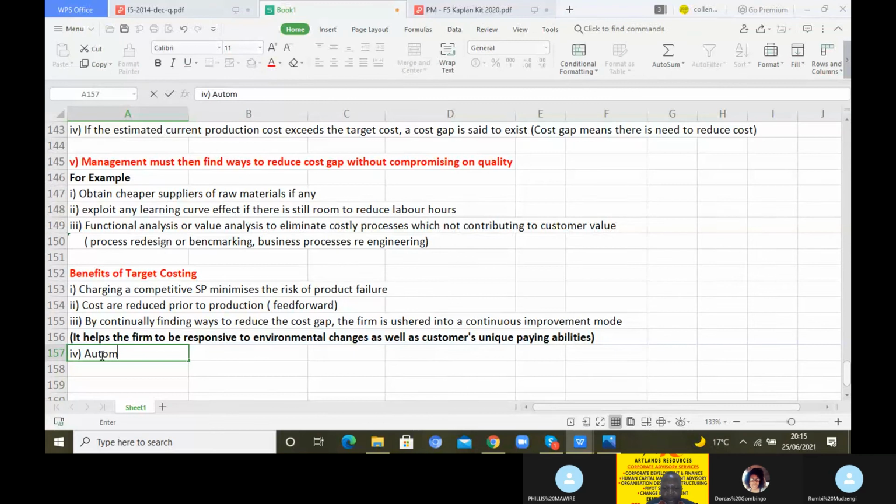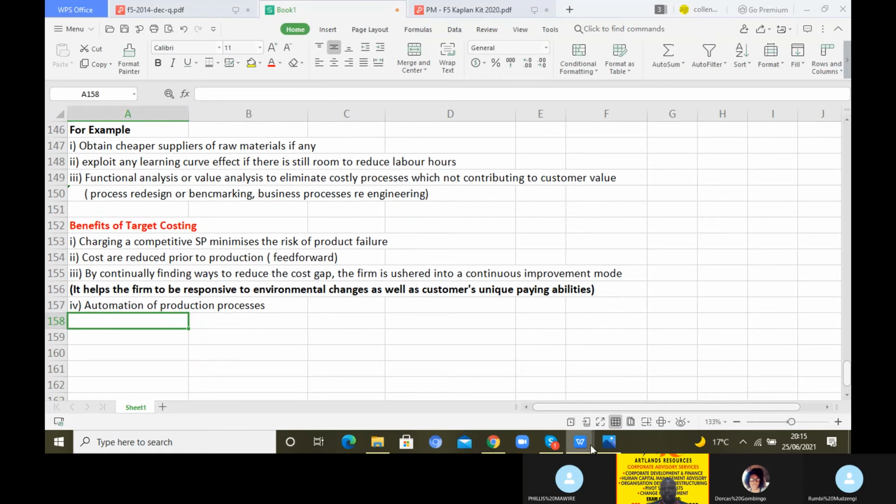Automation of production processes. If you can automate, you can equally reduce the cost gap by automation. It's a very important way to reduce the cost gap. Automation of production processes. So there you go. Continuing.